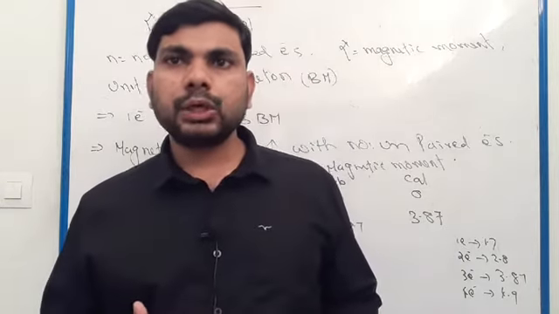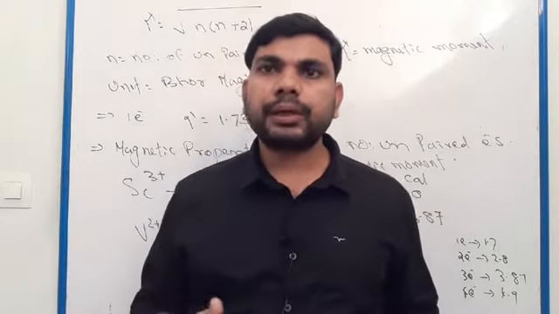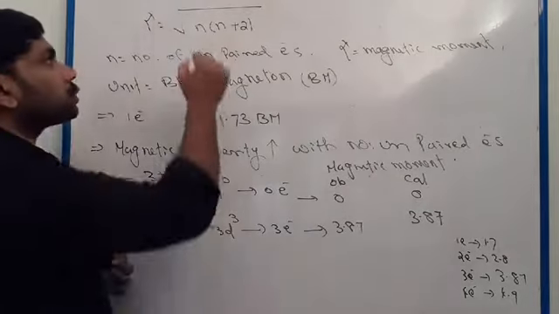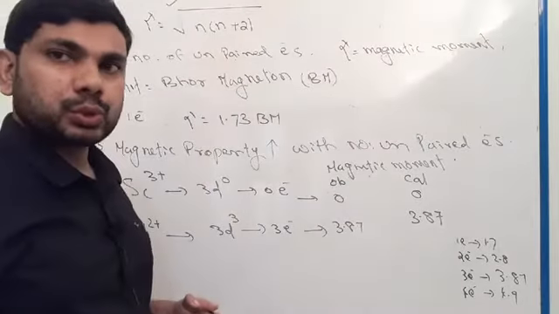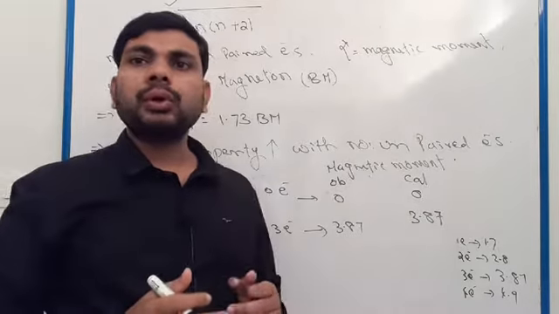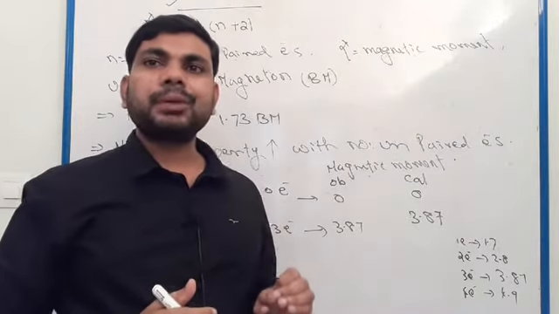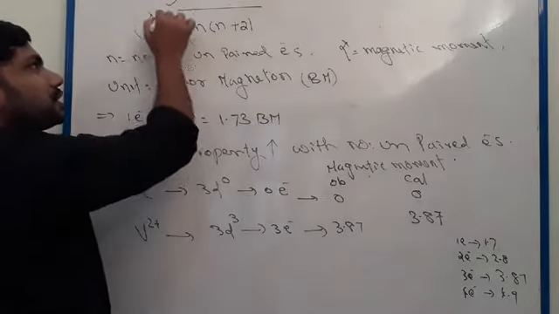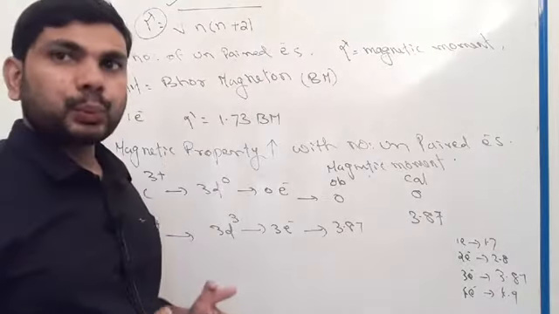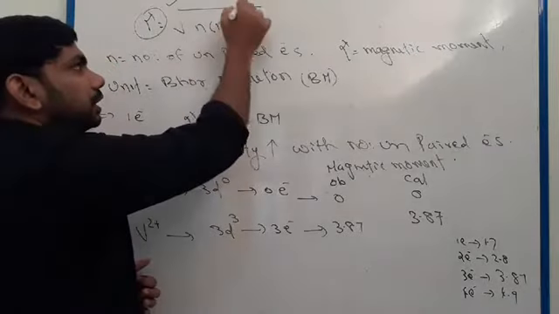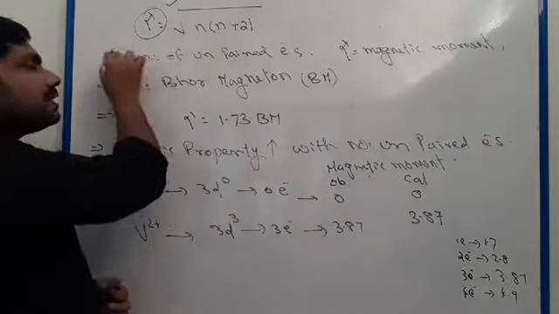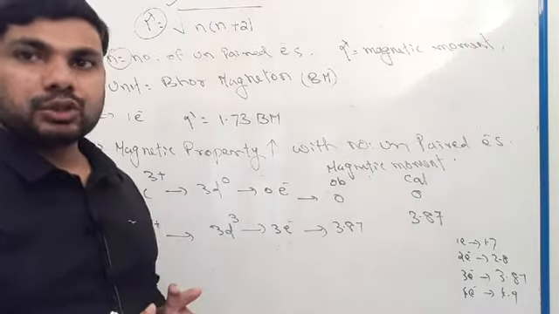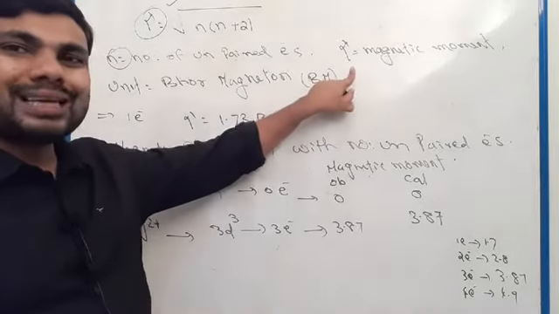To find the magnetic property of D block elements, we can use this equation: mu equal to root of n into n plus 2. This is the equation to calculate magnetic moment, the magnetic strength. Here n represents the number of unpaired electrons, and mu represents the magnetic moment.